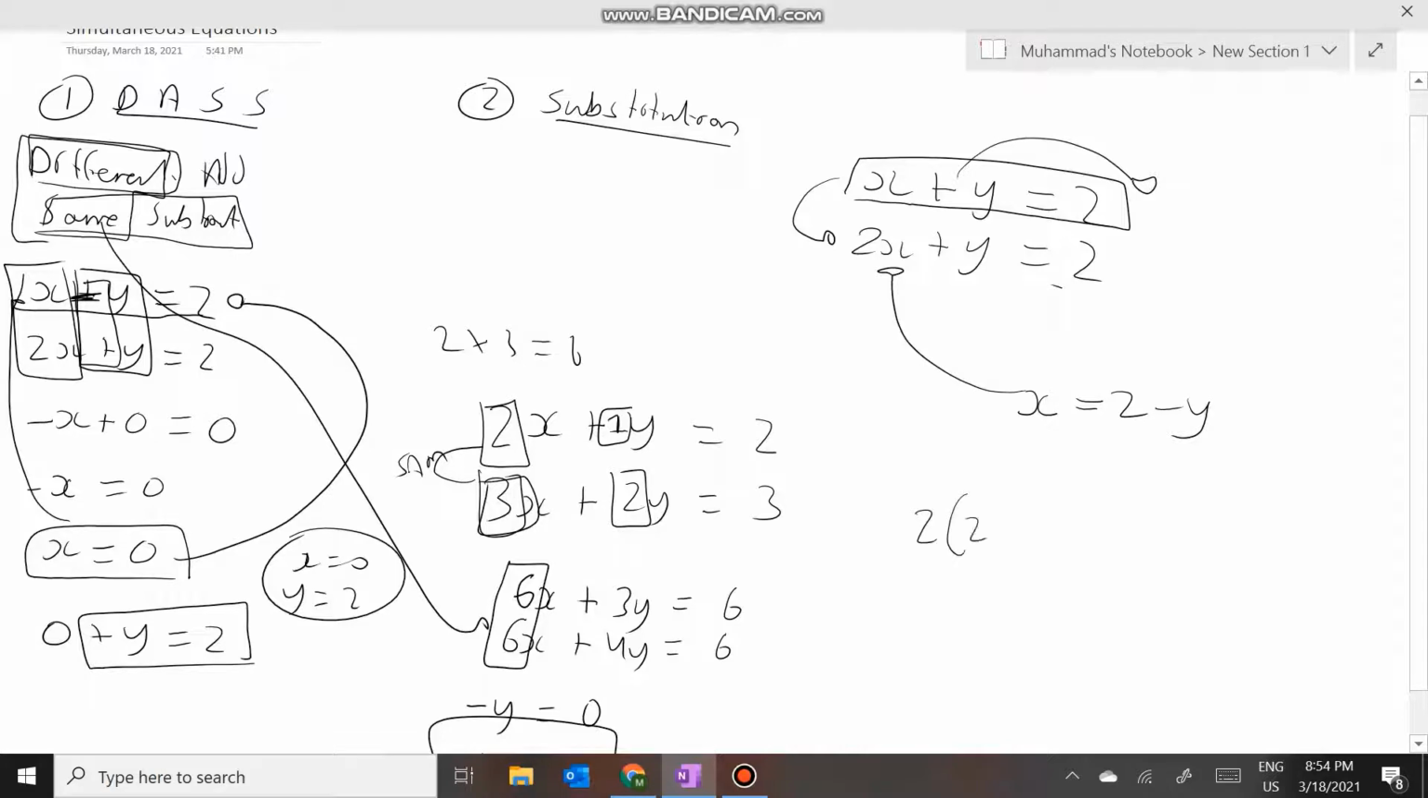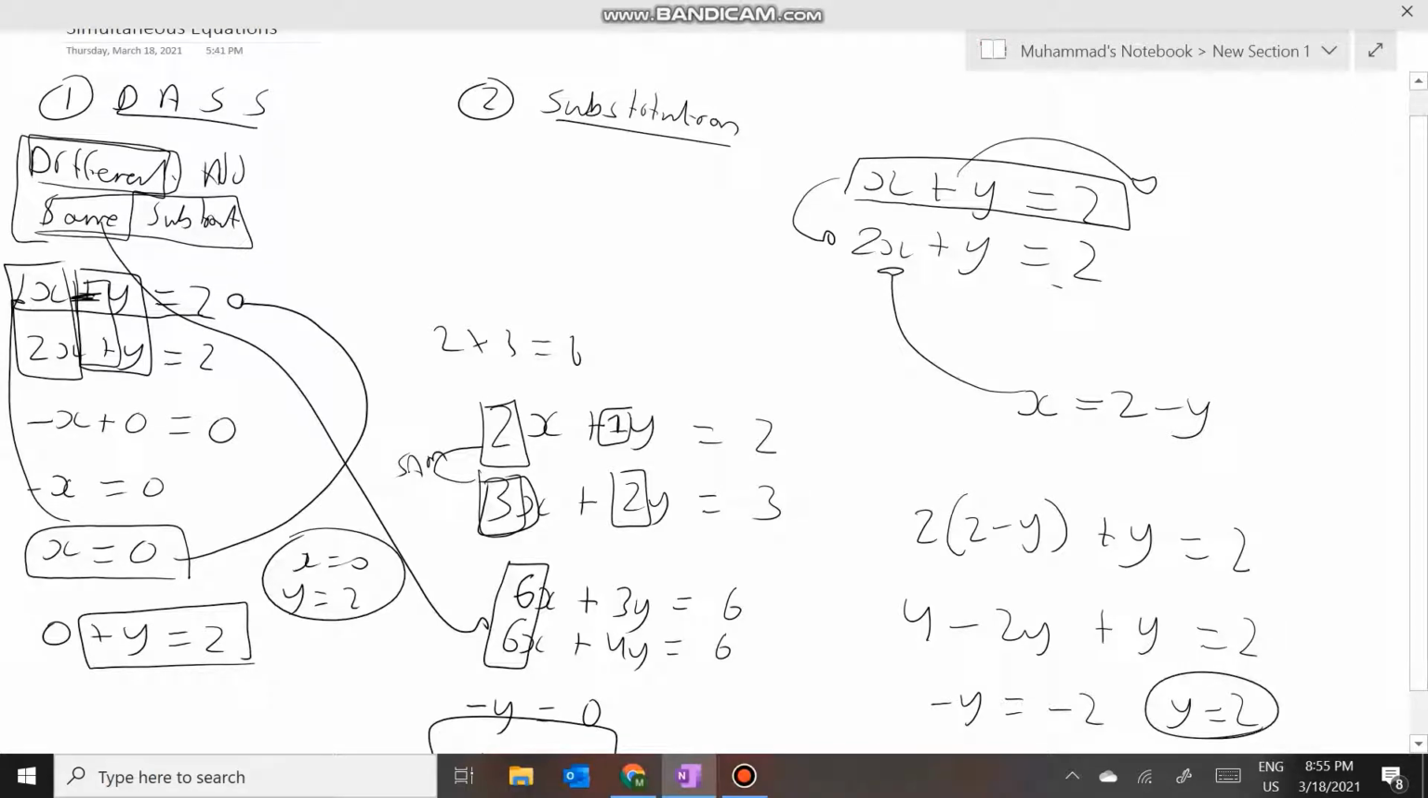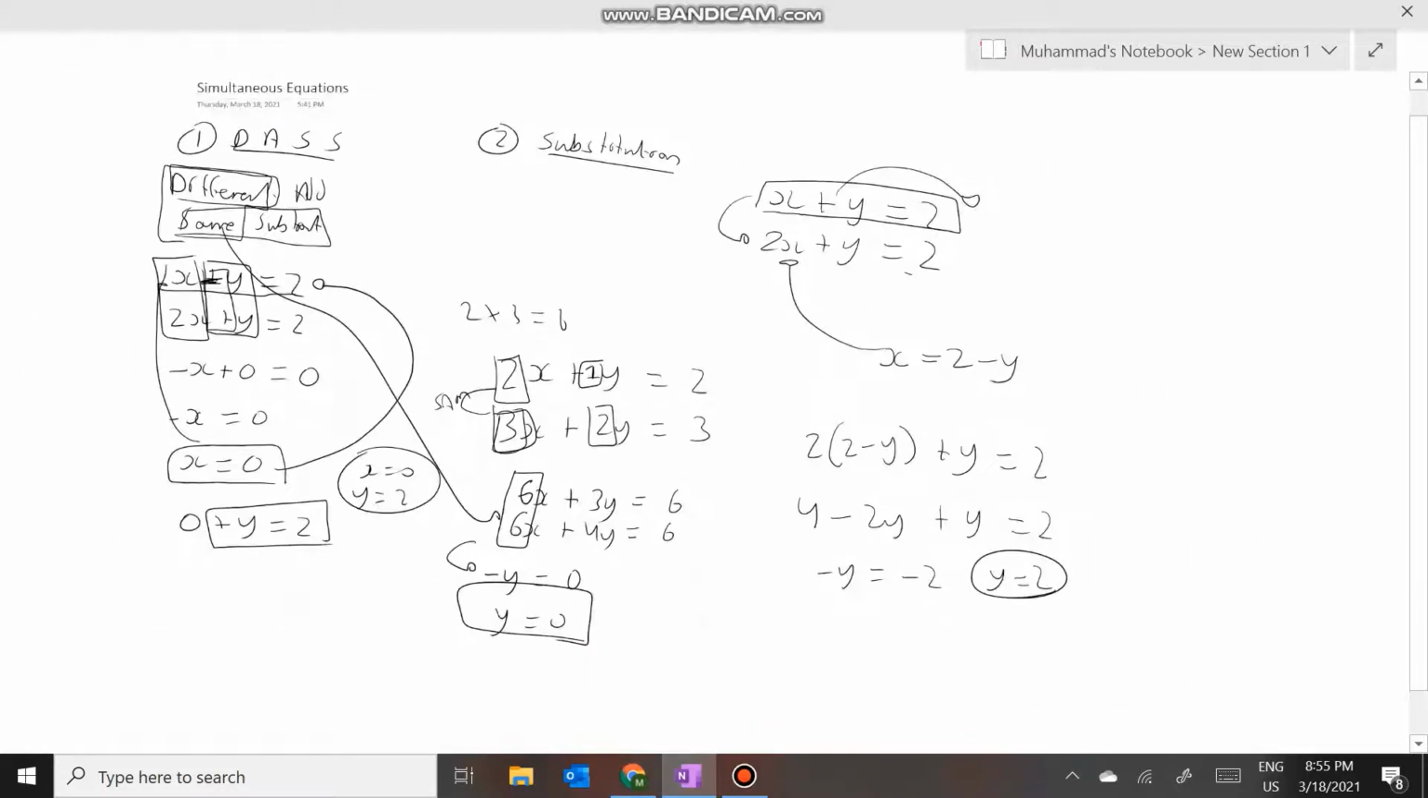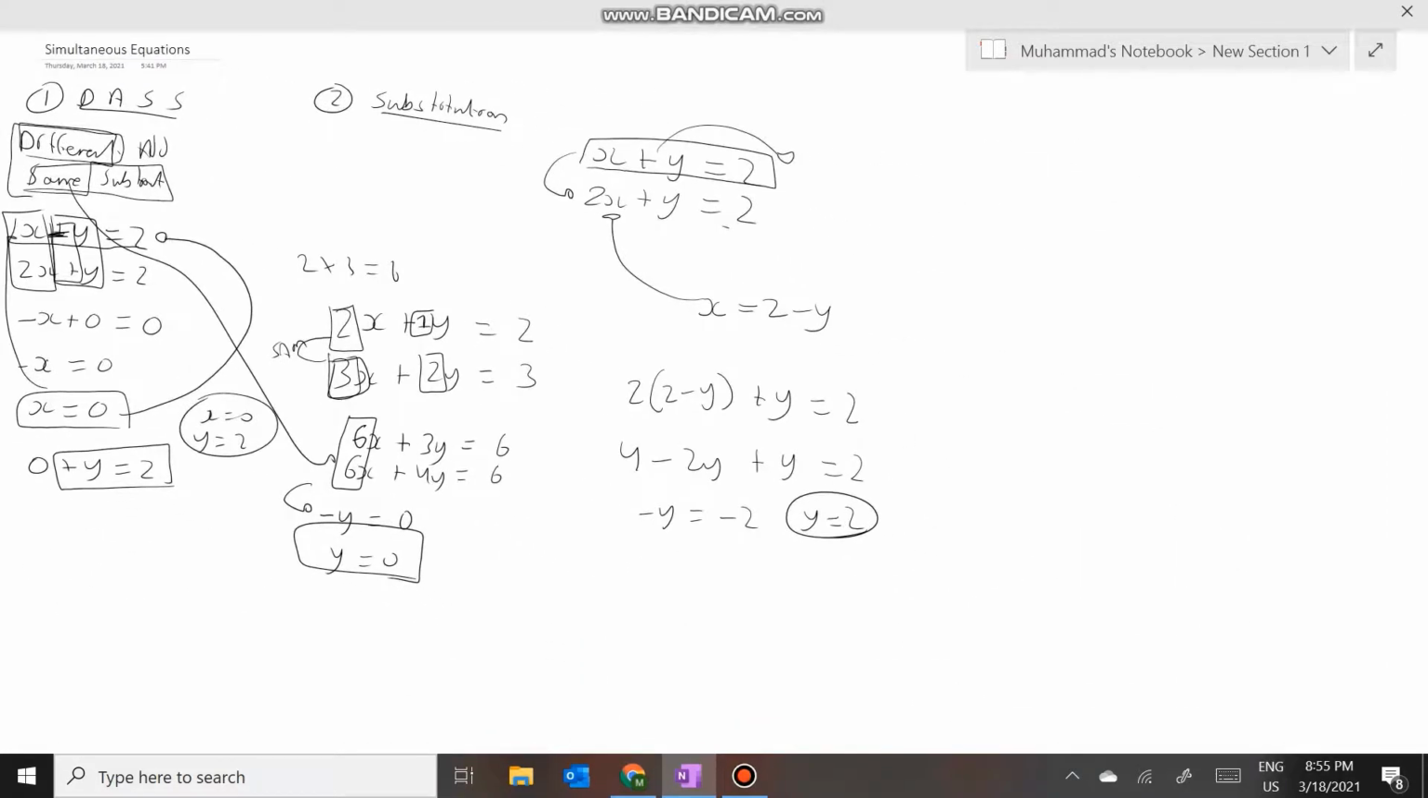So 2 times (2 minus y) plus y equals 2. So 4 minus 2y plus y equals 2. That is minus y equals minus 2, and therefore y is equal to 2. Also, if you guys notice, I made a small error here, and what I want you to do is identify that error and tell me what it is. All right, so this is basically how these equations work.